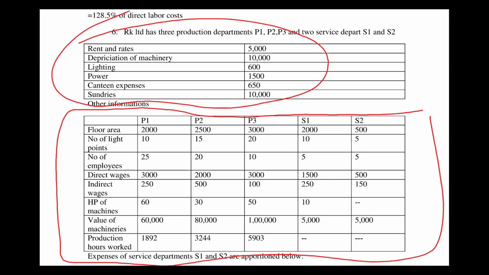Let us start. You are able to see the bases of apportionment. Let us start from rent and rates. What do you think would be the best basis of apportionment? Here they are. These are the bases down here. For rent and rates.